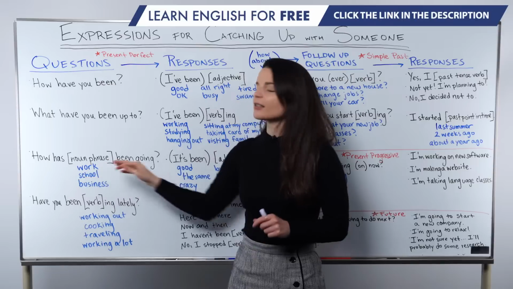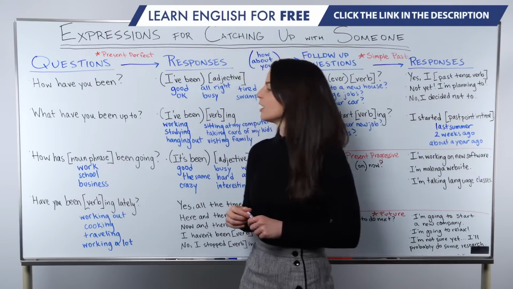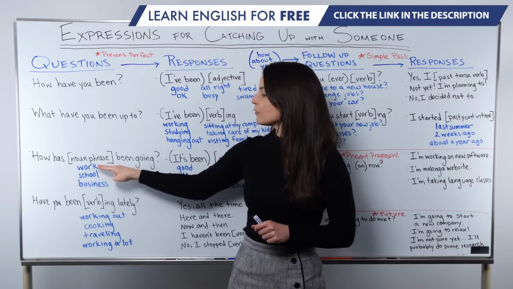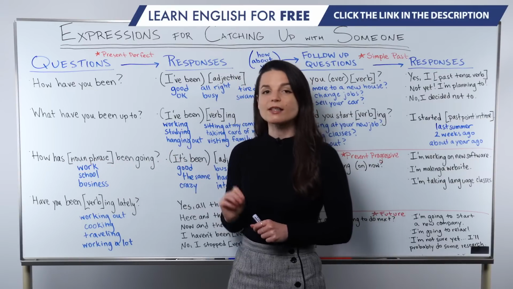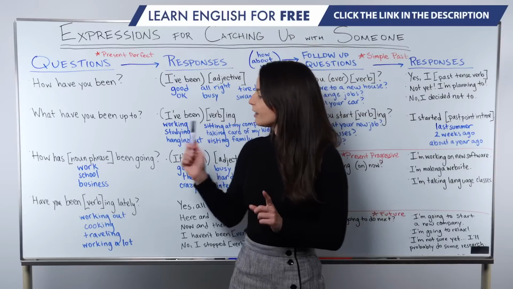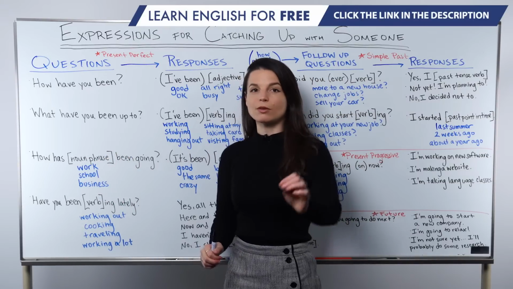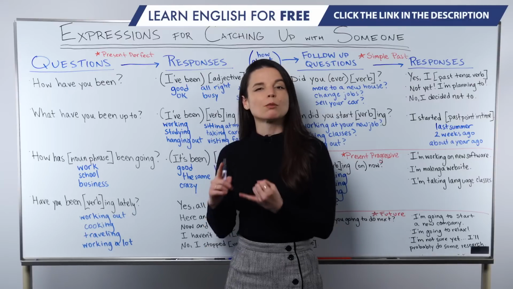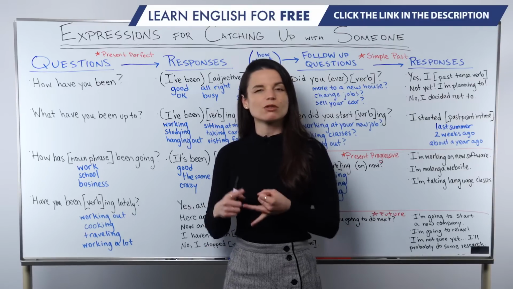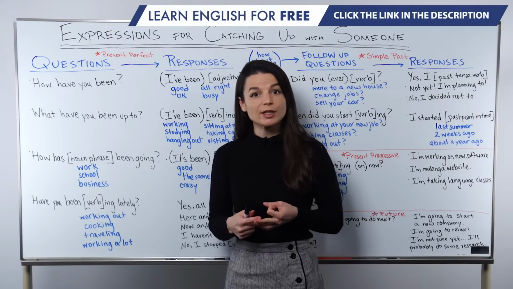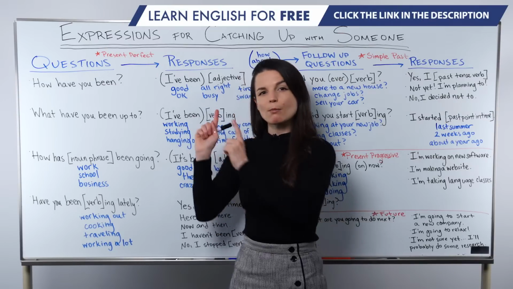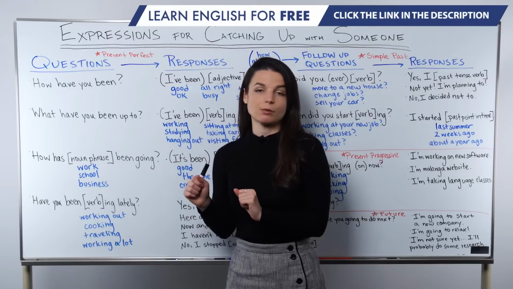The next question is a little bit more specific then. So, how has noun phrase been going? How has noun phrase been going? In this sentence, the noun phrase is something you know about the other person. Something they were working on, something they were struggling with, something they were interested in, something you remember about your past conversations with that person.